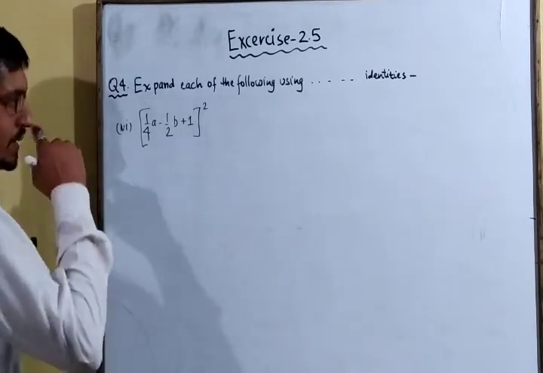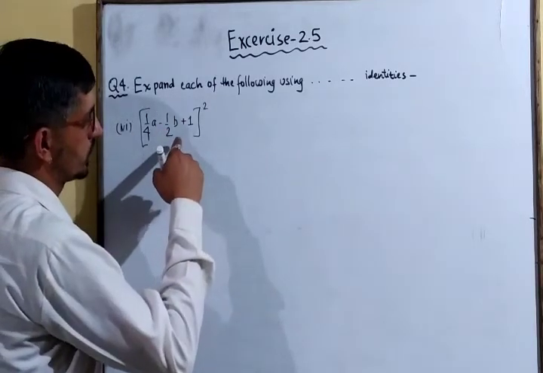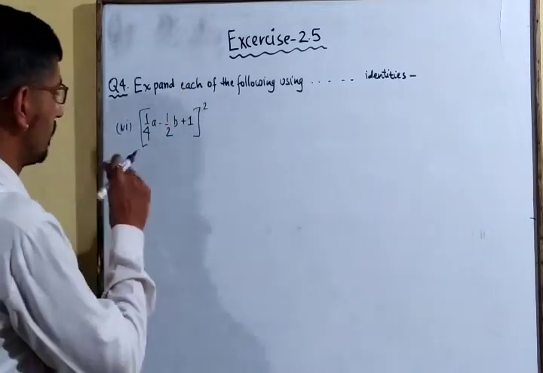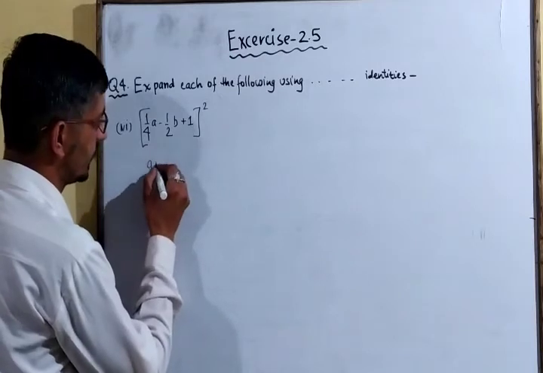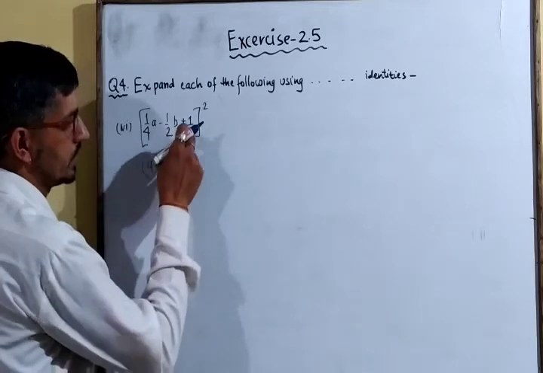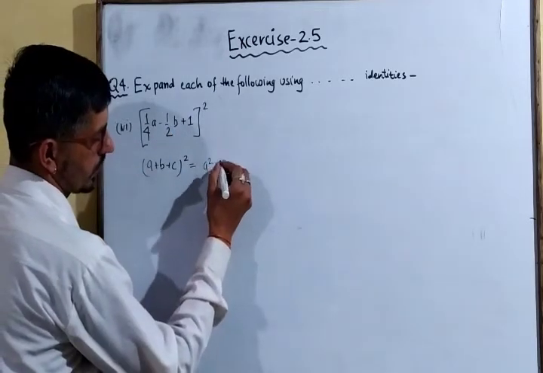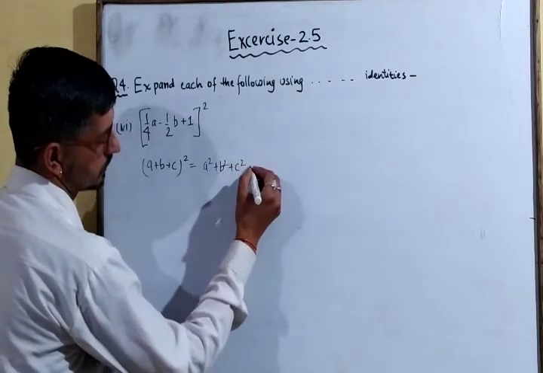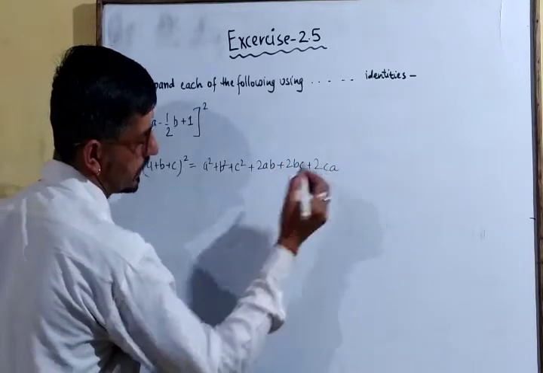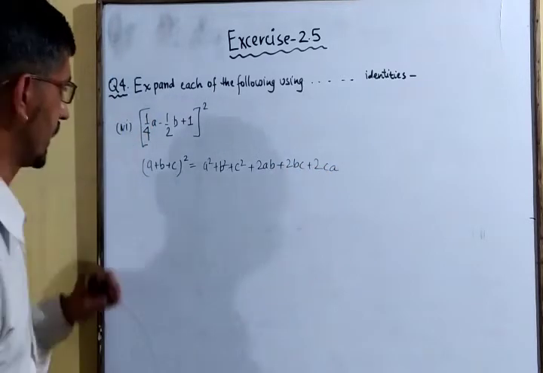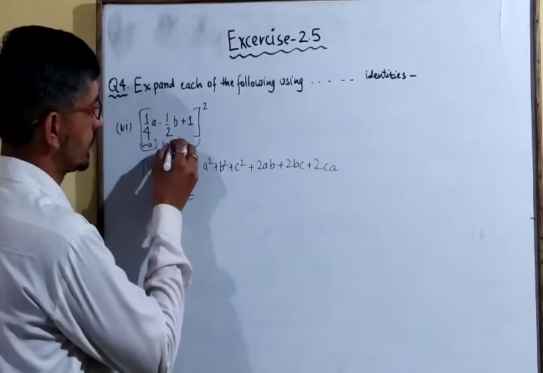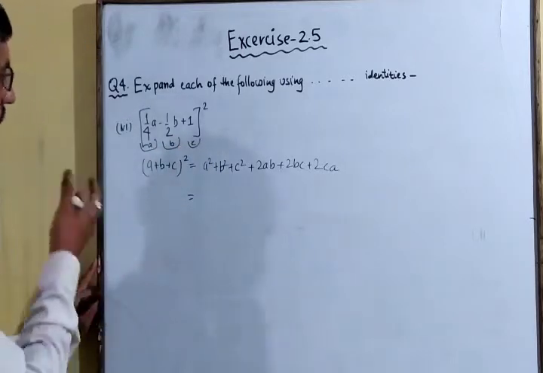Now here you can see (1/4a - 1/2b + 1) whole to the power 2. Again, by using the same identity, we know that (a + b + c) square is equal to a square plus b square plus c square plus 2 into ab plus 2 into bc plus 2 into ca. Here it is a, it is b, it is c. Now we will place the values.